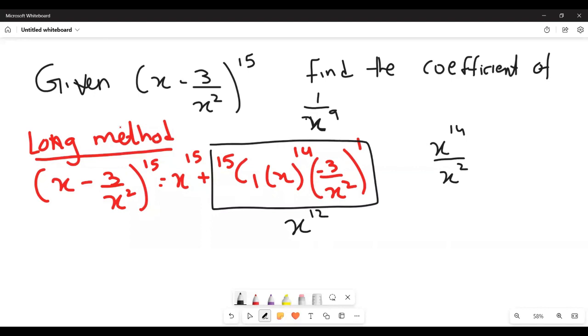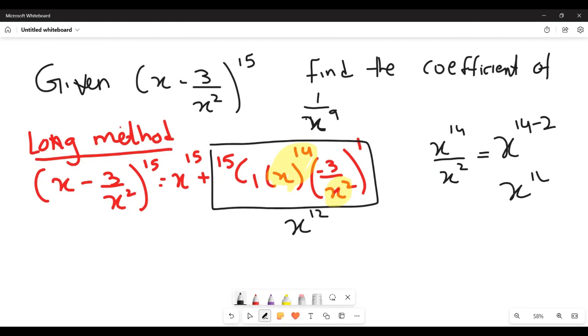I have a question. Can you please recap how exactly we check what the power is? For example, how do we know it is x power 12? The numerator is x power 14 and the denominator is x power 2. So from the rule of indices, this becomes x power 14 minus 2. So that's x power 12.